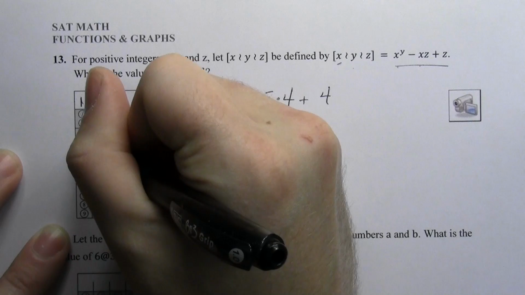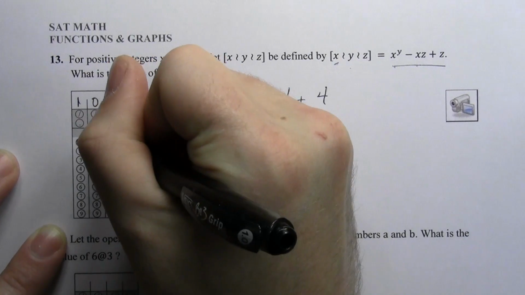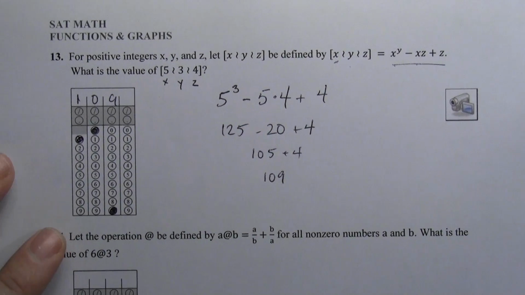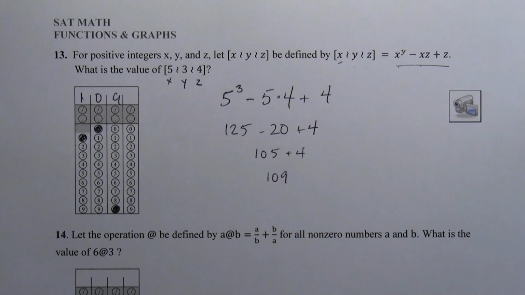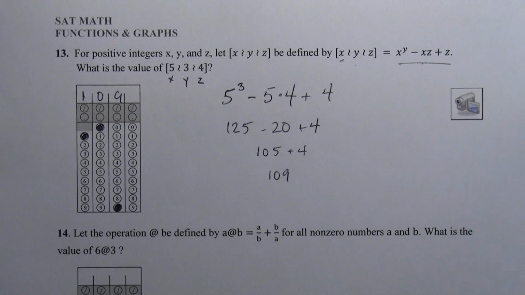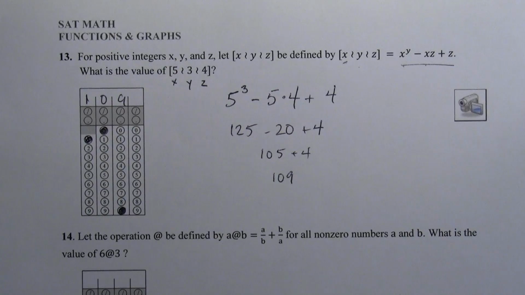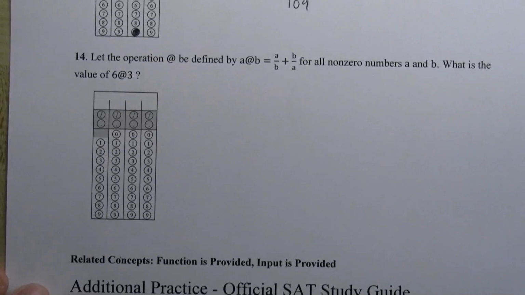So funky symbols are really just testing your ability to follow directions. It's the same concepts we learned in every other function question, though. Input, output. In this case, they're giving you the function, they're giving you the input, and they're asking for the output. Let's take a look at number 14.